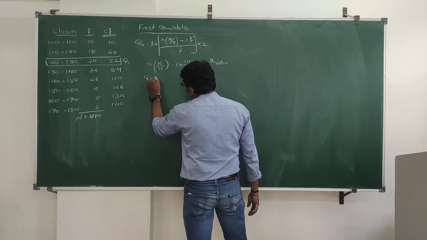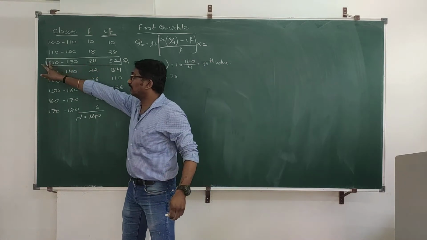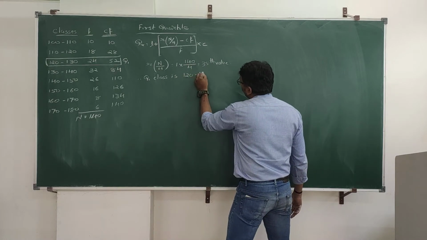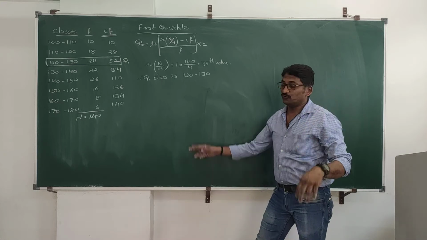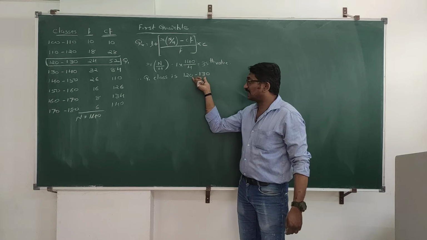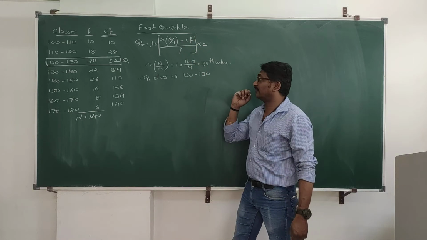Therefore, the Q1 class is, what is the Q1 class here? 120 to 130. Q1 class, not the answer. Q1 class is 120 to 130. Now once you know this class of quartile, the remaining terms you can easily find out. Now we will substitute the values.